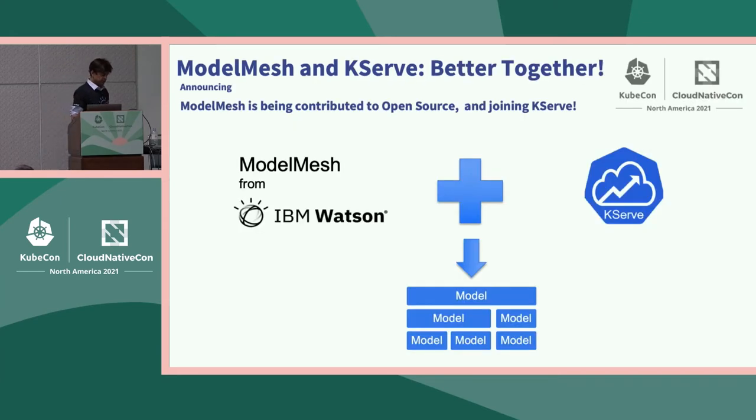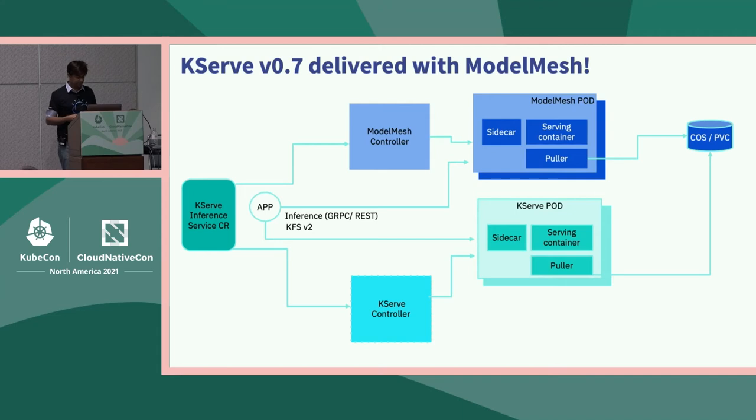So as part of this, one of the things we announced at KubeCon, and the announcement went out just yesterday, is that we are contributing Model Mesh from IBM Watson to open source. And as part of that contribution, we are combining it with the KServe project, right? So now you have a single project which will provide you interfaces and APIs and a standard way to deploy in Kubernetes for both a single model per container paradigm as well as a multiple models per container paradigm, right? So depending on your use cases and needs, you can choose either. And in fact, it's already available. We just cut the KServe 0.7 release yesterday, and Model Mesh is available as part of it.